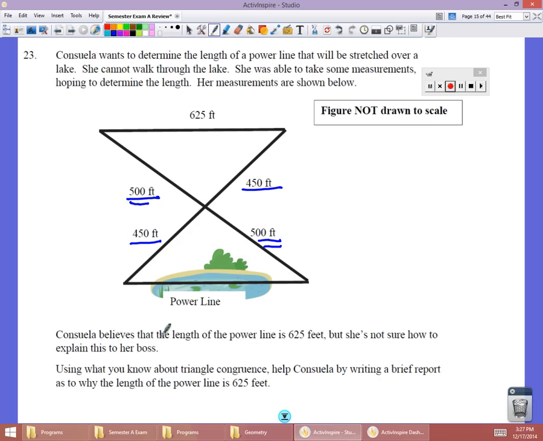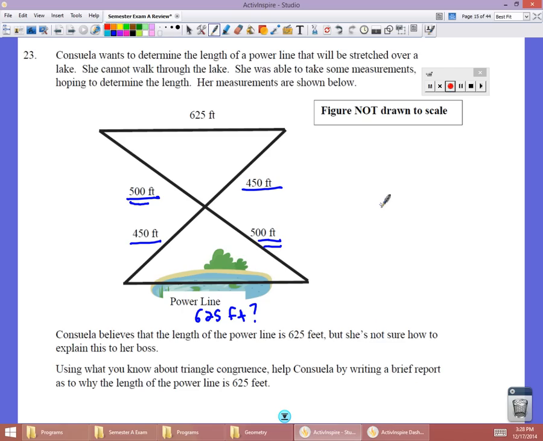Now this says Consuela believes the length of the power line is 625 feet. She's not sure how to explain this to her boss. So she thinks this is 625 feet down here at the bottom, but she's not sure why. And so, using what you know about triangle congruence, help Consuela by writing a brief report as to why the length of the power line is 625 feet. So essentially what we're trying to do is use a triangle congruence proof here to prove that this power line should be 625 feet.